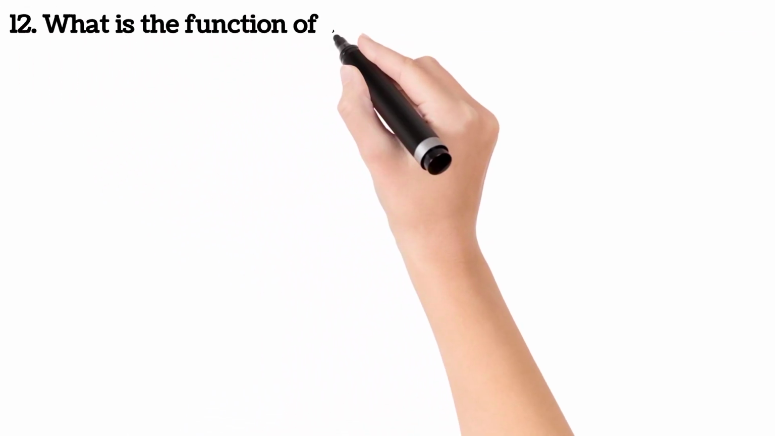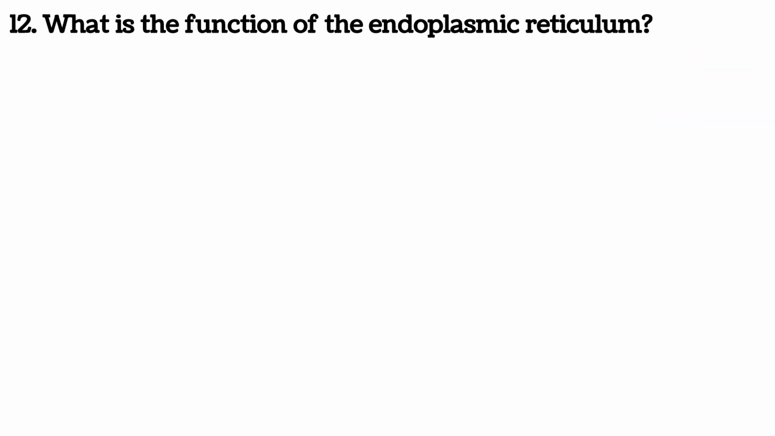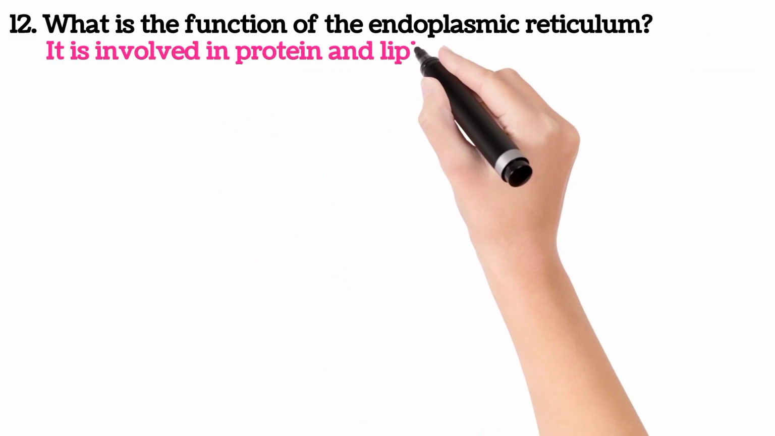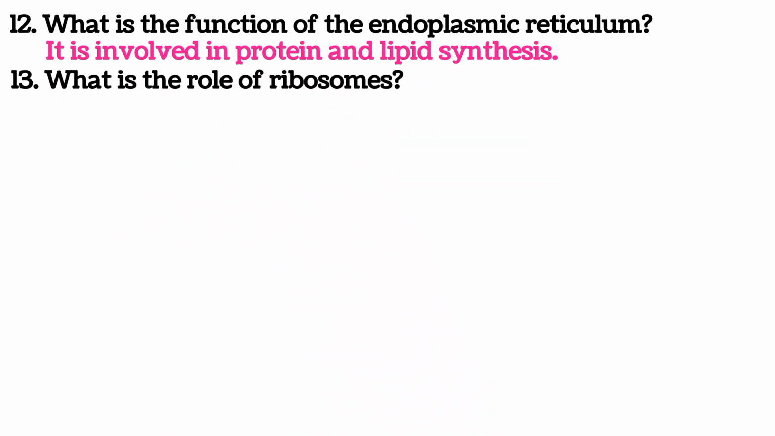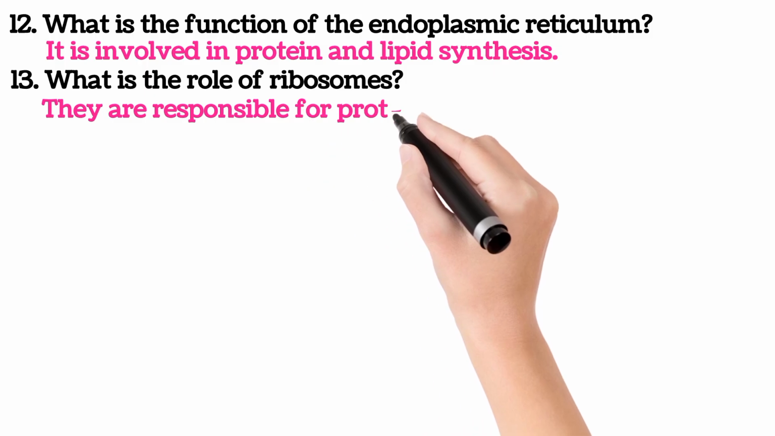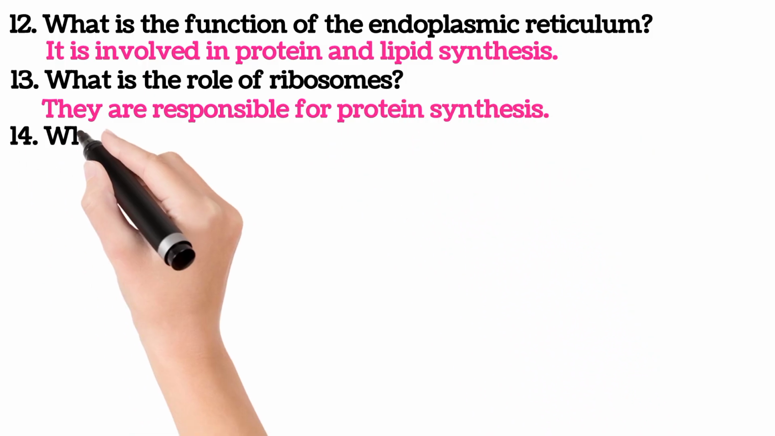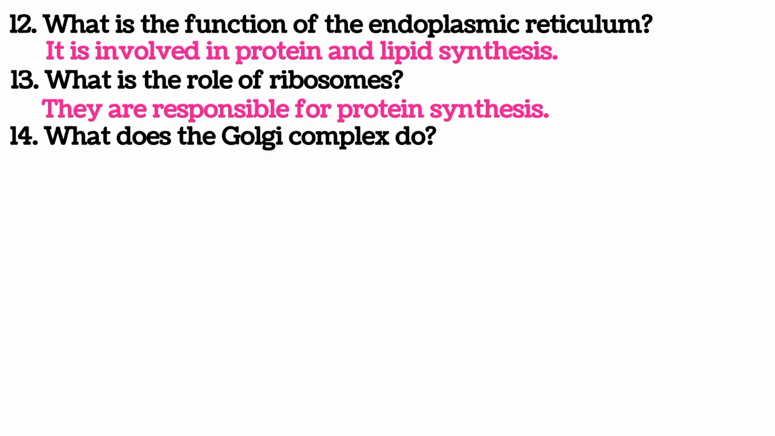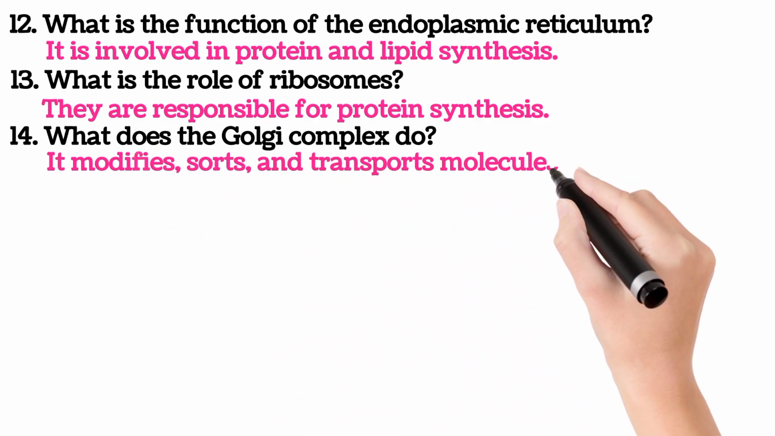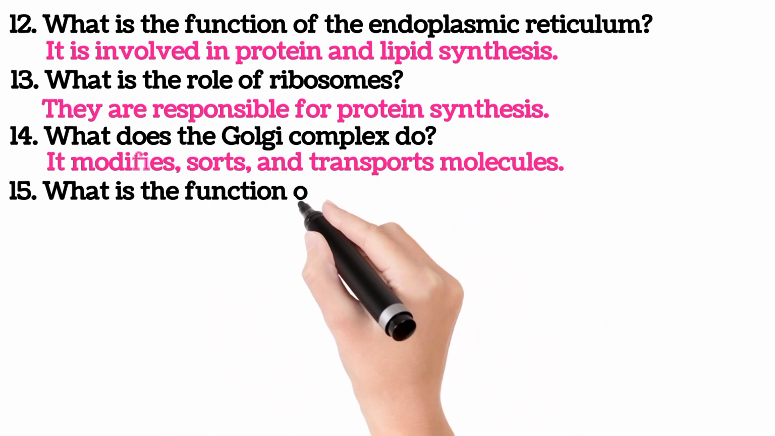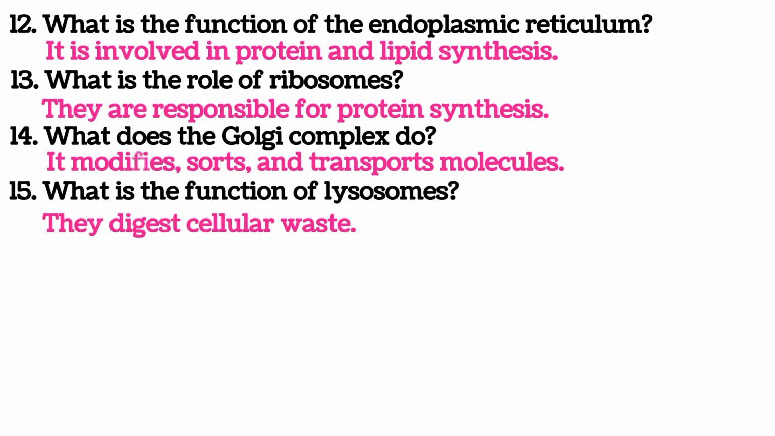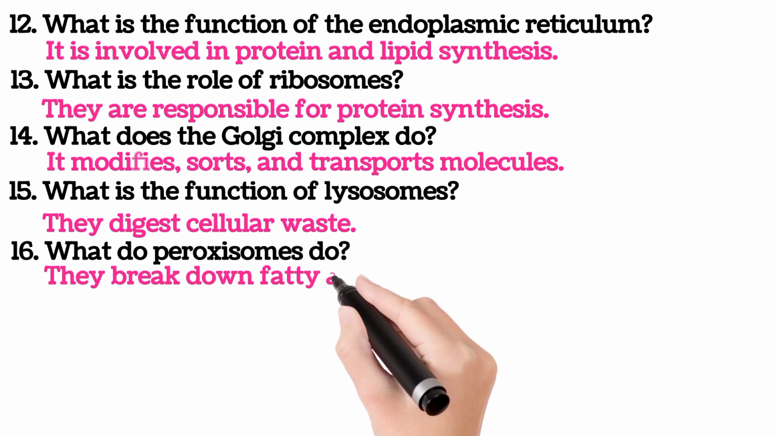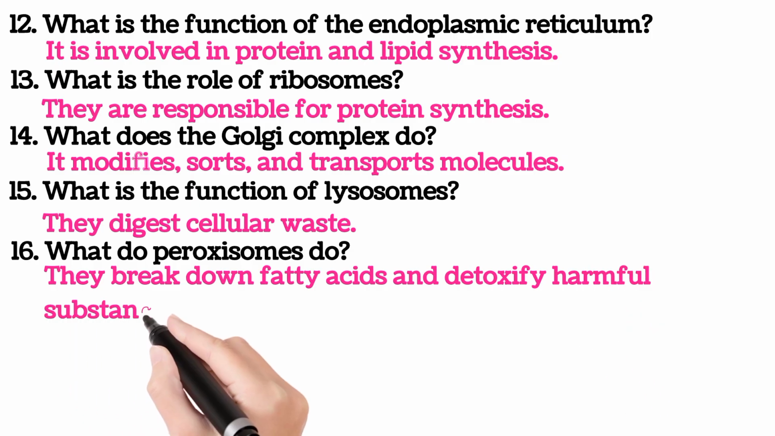What is the function of the endoplasmic reticulum? It is involved in protein and lipid synthesis. What is the role of ribosomes? They are responsible for protein synthesis. What does the Golgi complex do? It modifies, sorts, and transports molecules. What is the function of lysosomes? They digest cellular waste. What do peroxisomes do? They break down fatty acids and detoxify harmful substances.